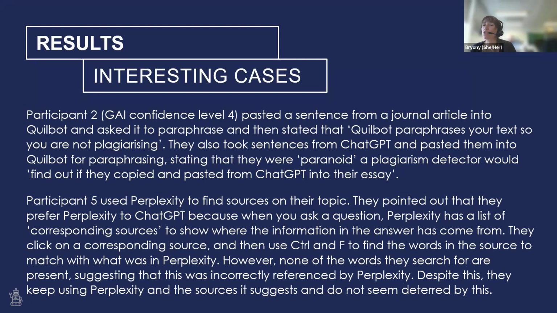And then we had a student as well, participant 5. They actually used Perplexity to find their sources originally. They said that they liked Perplexity more than ChatGPT because it provides sources. But what was interesting is that when they tried to follow up the information that had been presented to them as coming from a particular source, they used Control F to try and find that information, and they couldn't actually find it in the source that the technology had told them it had come from. But they still used the information regardless of the fact that they couldn't verify that it had actually come from that particular source.